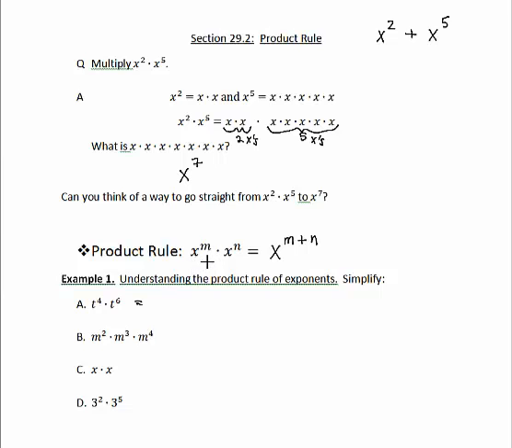And so that makes example 1 pretty easy. All we need to really do before we apply the product rule is to check the bases. If the bases are the same and we're multiplying the two expressions, then we simply add the exponents. So this would become a t to the 4 plus 6. We can condense this to one t, and 4 plus 6 is a 10. So t to the 4 times t to the 6 is a t to the 10th power.